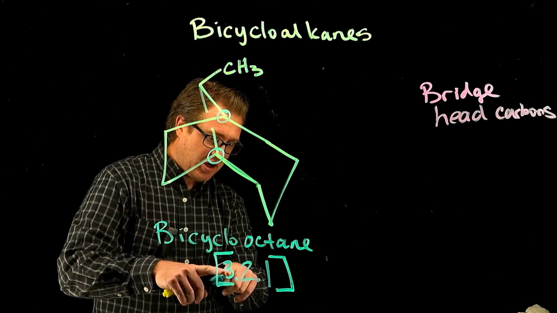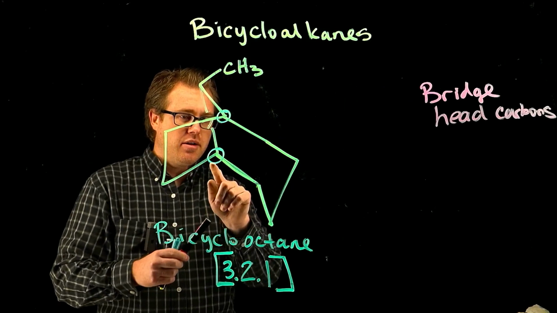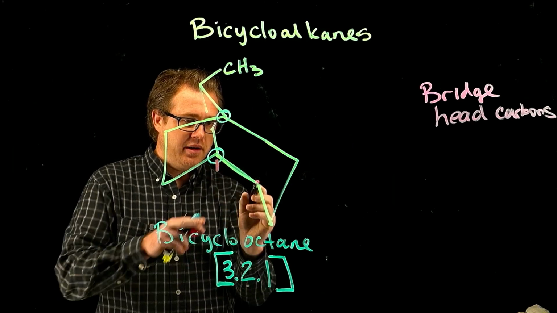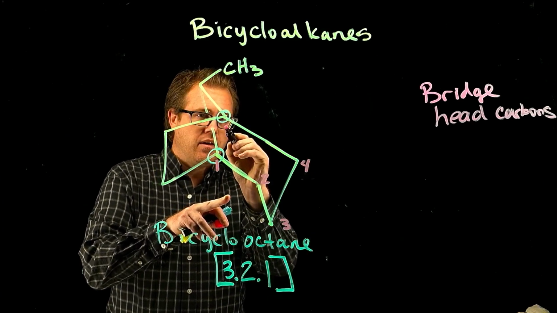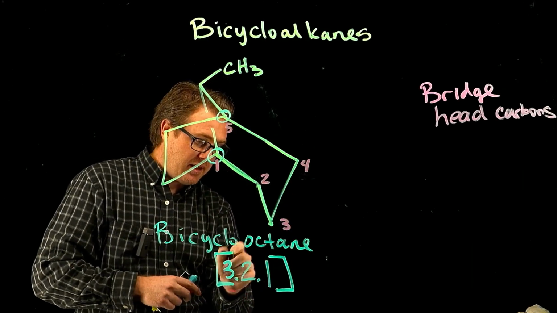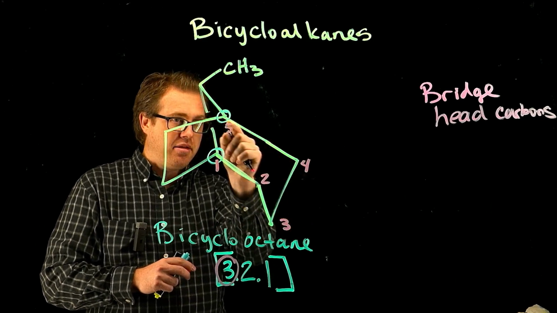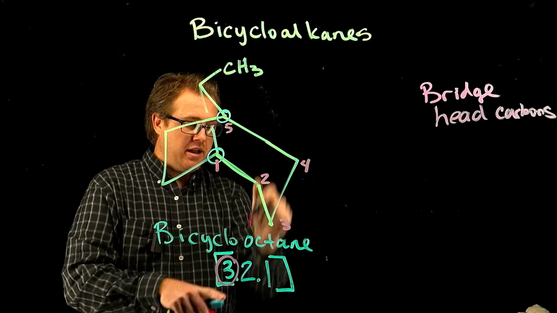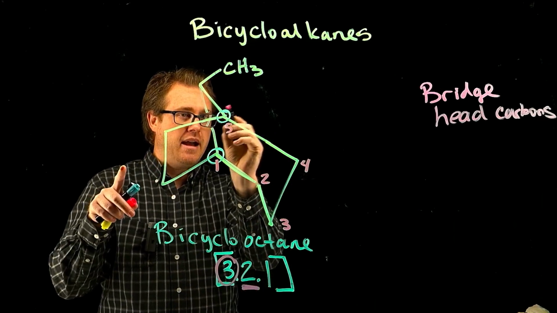So it's telling me to go through this 3 path. So I could start right here. Number that carbon 1, 2, 3, 4, 5. Do you see how this number right here is telling me to follow that path? Once I stop at a bridgehead carbon, I look at the next number, and that says 2. So follow the 2 path.